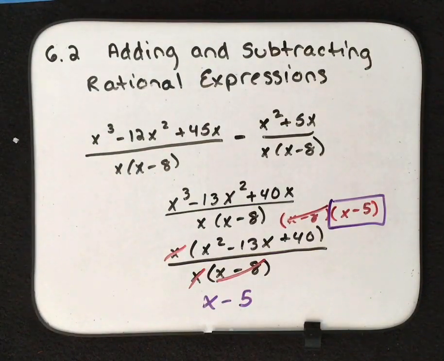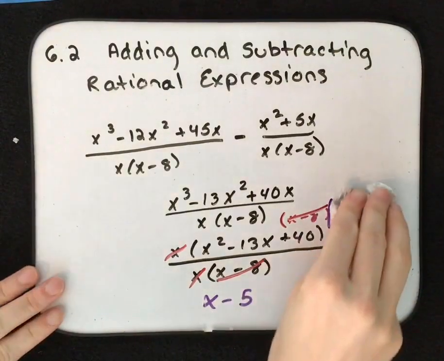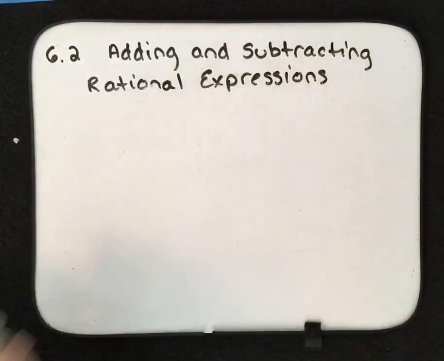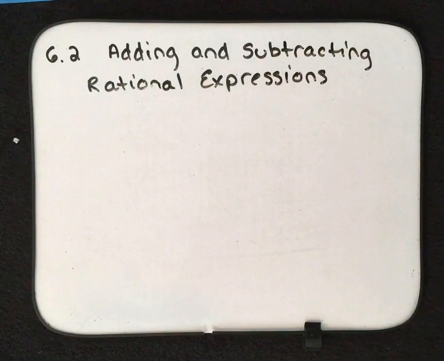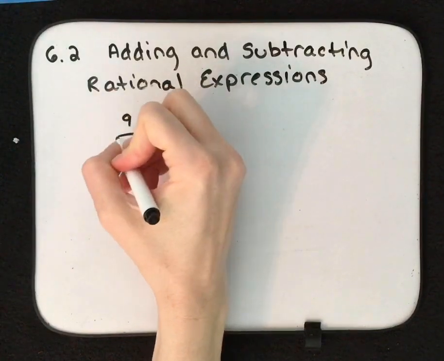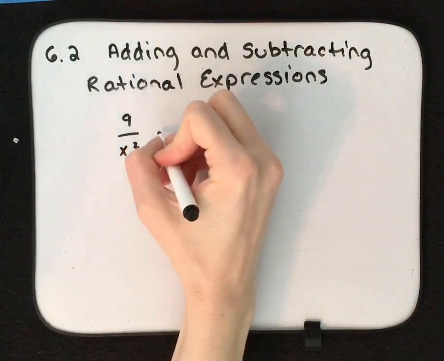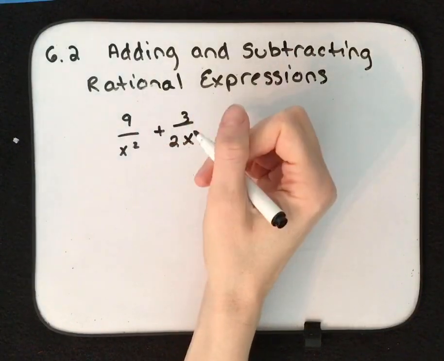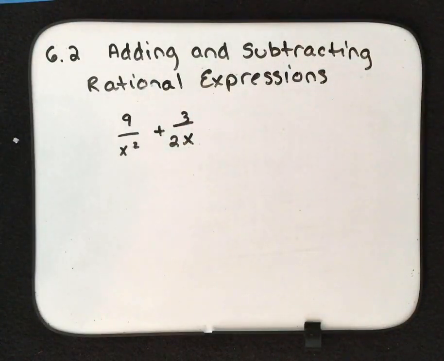Now these past examples have all had a common denominator already, but you don't always have a common denominator. So let's look at some cases where you don't have a common denominator. For example, 9 over x squared plus 3 over 2x. So I don't have a common denominator here.